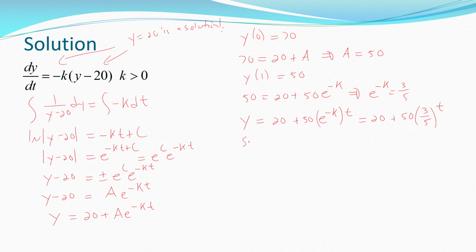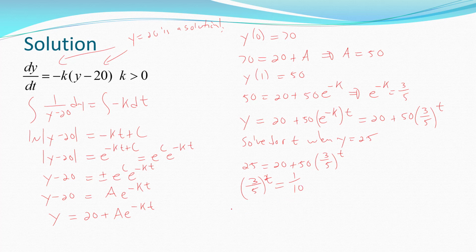So I want to solve for t when the temperature is 25. So I'd have 25 is equal to 20 plus 50 times 3/5 to the t power. And that would then mean that 3/5 to the t power, after I subtract 20 on both sides and divide by 50 on both sides, that has to be 1/10.